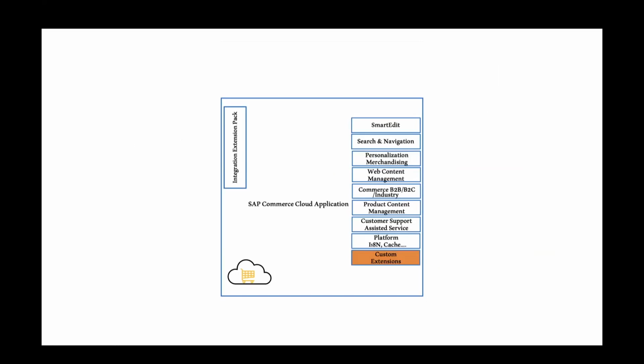Now the main module is the platform. The core of SAP Commerce Cloud is the platform extension, which has many other extensions like i18n and caching. Without this extension, SAP Commerce Cloud doesn't work. This is the backbone of SAP Commerce, which is required. And then comes the custom extension, which is the customized code that we are going to create according to our need, and we are going to extend the existing extensions.